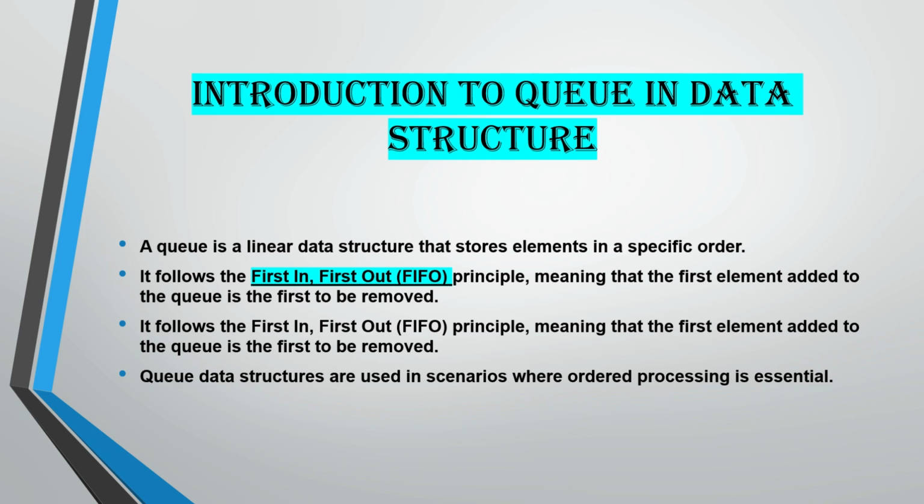In this slide, we are discussing an introduction to queue in data structure. A queue is a linear data structure that stores elements in a specific order. It follows the first in first out principle, meaning that the first element added to the queue is the first to be removed. Queue data structures are used in scenarios where order processing is essential.